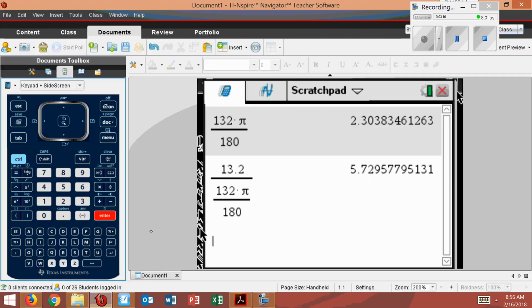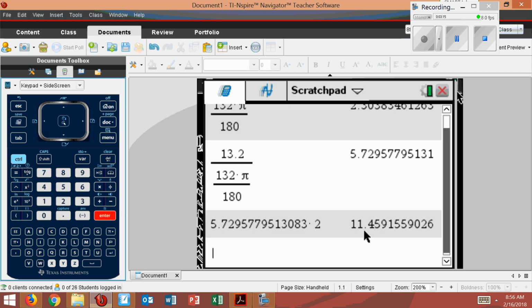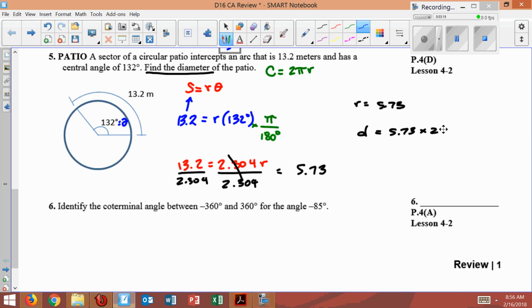So we'll go back over here. We're going to multiply this by 2, and we're going to say it's 11.46. And this is in meters, according to this right there. That's the unit. And so that's how I'll leave my answer.